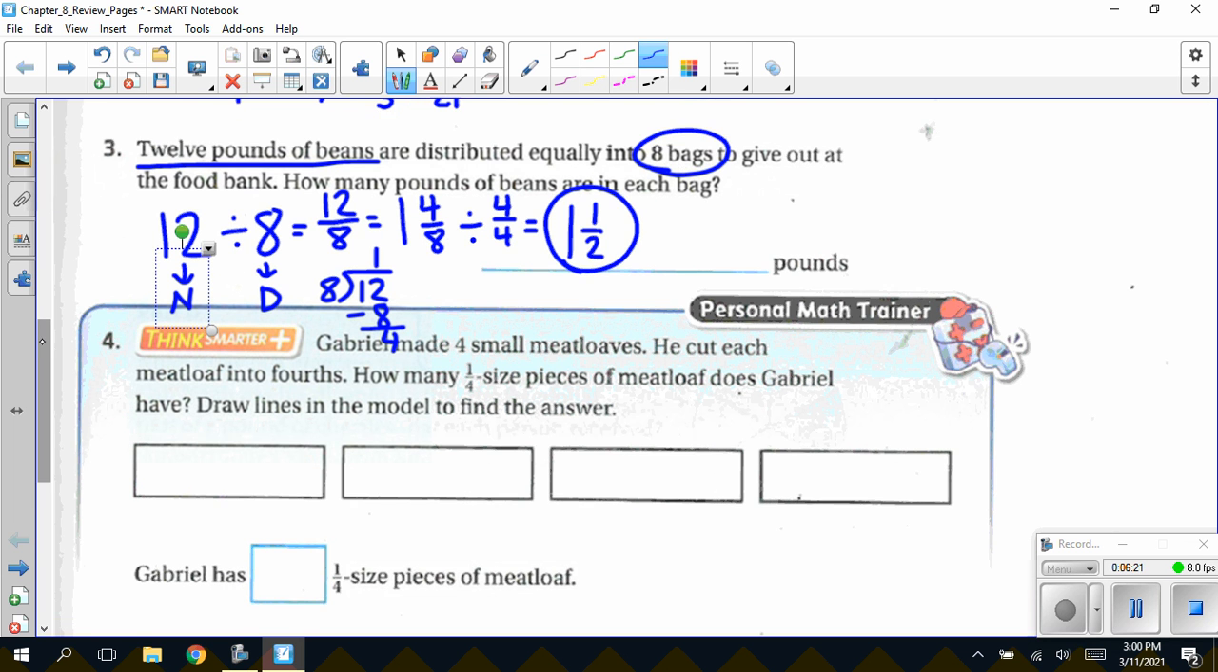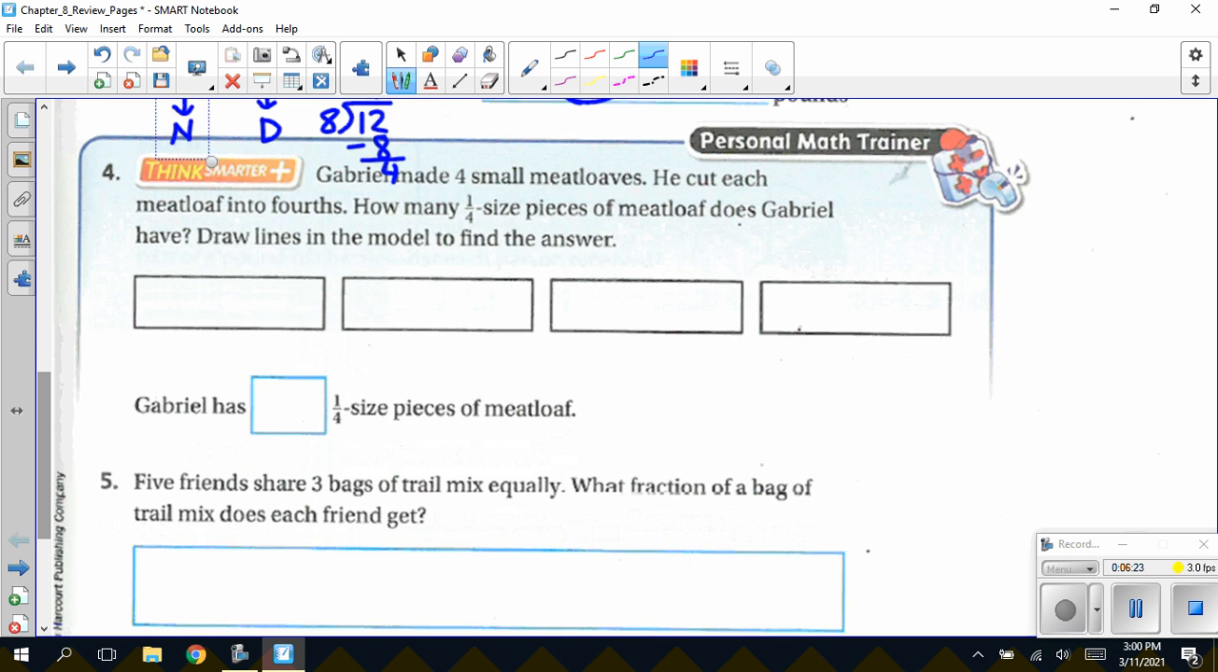Moving on to number 4. For number 4, Gabriel made 4 small meatloaves. He cut each meatloaf into fourths. How many 1/4 size pieces of meatloaf does Gabriel have? Draw lines in the model to find the answer.